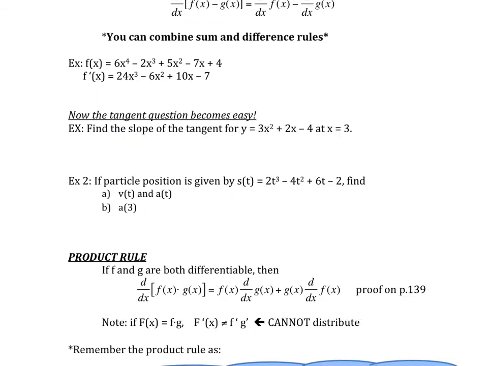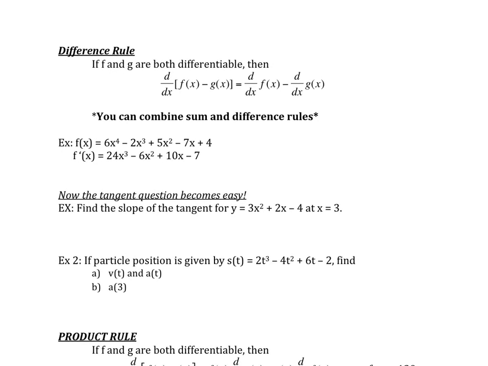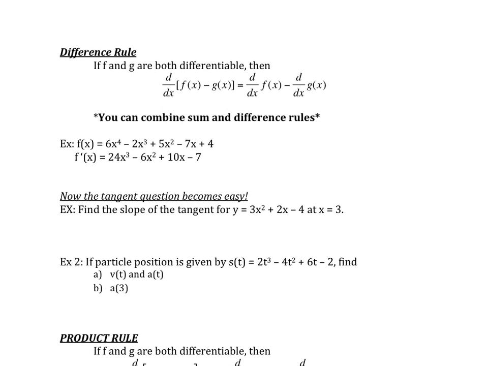Let's take a look at what we've got now. Of course, we're going to have the difference rule, but it doesn't matter if you've got a negative here, you can do the same exact thing. So over here, you can combine the sum and difference rules. Here's another example. I took the derivative. 4 times 6 is 24, x to the third. 3 times 2, 6, x squared. 2 times 5, 10, x, and then 1 times negative 7 is negative 7, and the derivative of the constant is 0.